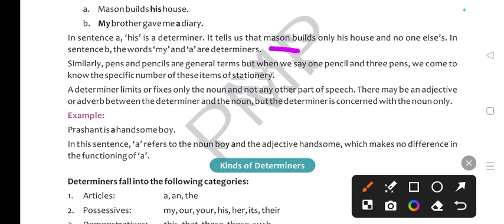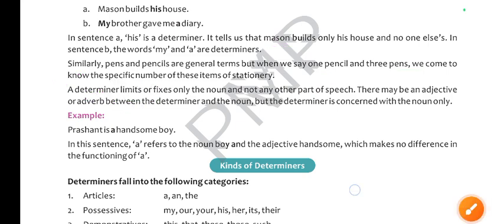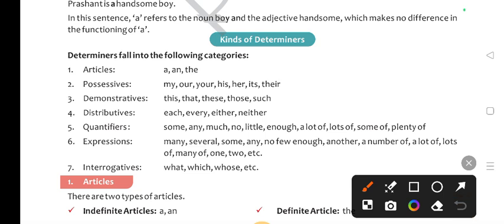Similarly, pen and pencil are general terms, but when we say one pencil and three pens, we come to know the specific number of these items of stationery. So a determiner limits or fixes only the noun and not any other part of speech. Understood? Let's try to understand which kind of determiners we are going to study in this chapter.